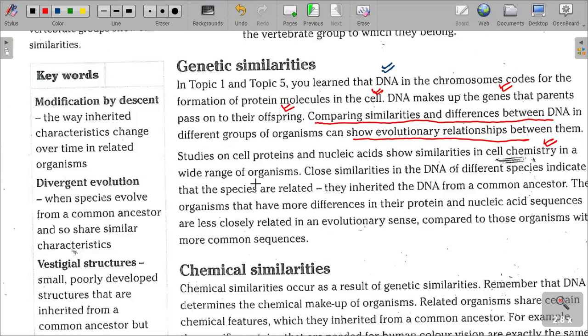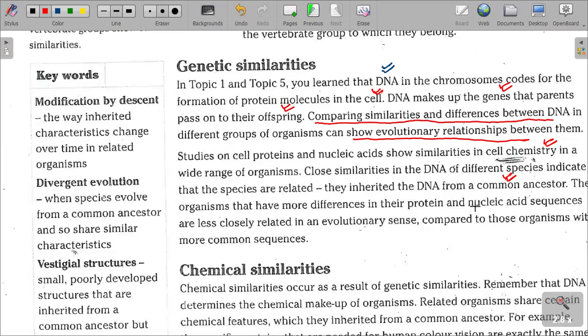Close similarities in the DNA of different species indicate that the species are related. Close similarities that we are saying in the DNA of different organisms indicate that the species are related. They inherited the DNA from a common ancestor. That is why they have close similarities in those DNA.